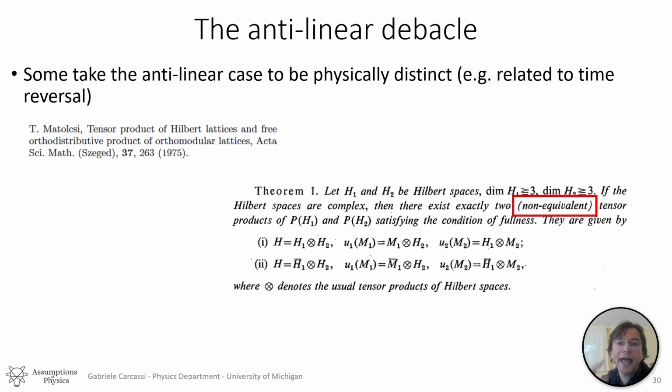One of the problems that we had during peer review is that one of the reviewers objected to the fact that we could just dismiss the antilinear case that way. In fact, there is previous work, citing the previous work of Matolsky. Matolsky is going to find that there are two non-equivalent tensor products. So we have the standard tensor product and the second tensor product where we are taking the first space as a complex conjugate of the first.